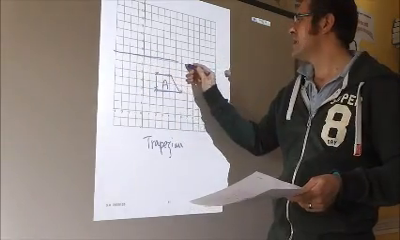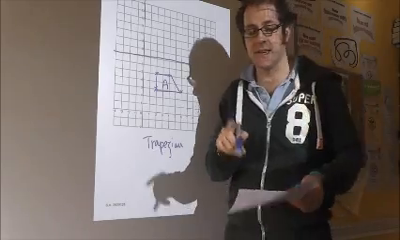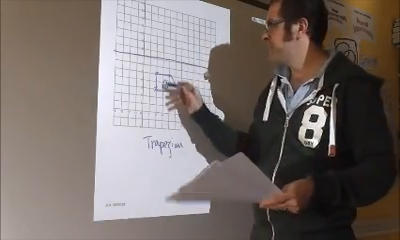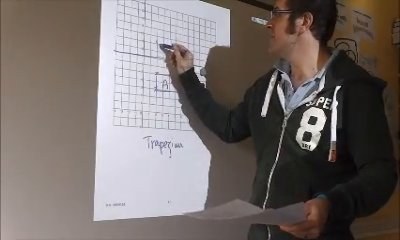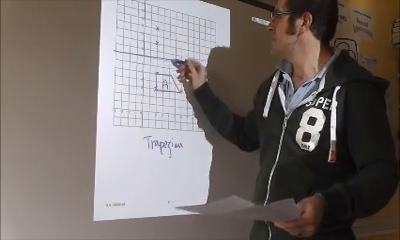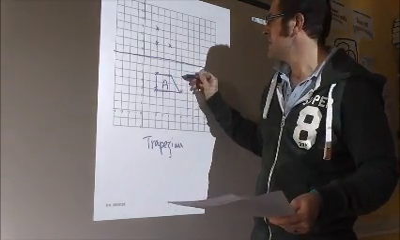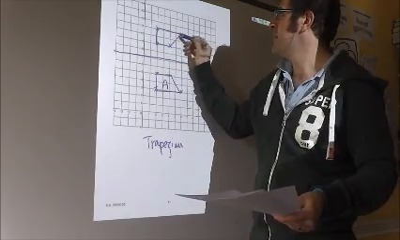Y equals 7 goes here. Don't forget to label it, don't be lazy, label like crazy. And then when we reflect, you go 1, 2, 1, 2, 1, 2, 3, 4, 1, 2, 3, 4, 1, 2, 1, 2, 1, 2, 3, 4, 1, 2, 3, 4. And there's B up there.